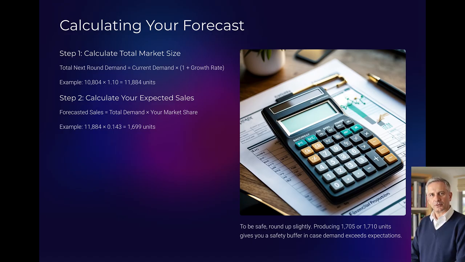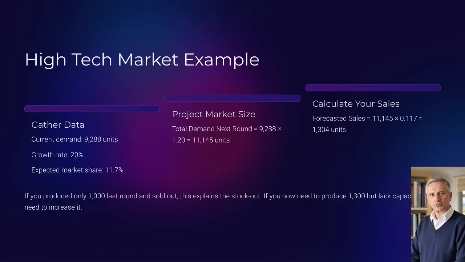Part 3, Applying it to the high-tech market. Now let's go through the exact same process with the high-tech segment. Let's assume current total industry demand equals 9,288 units. Forecasted growth rate equals 20%. Your expected market share equals 11.7%.